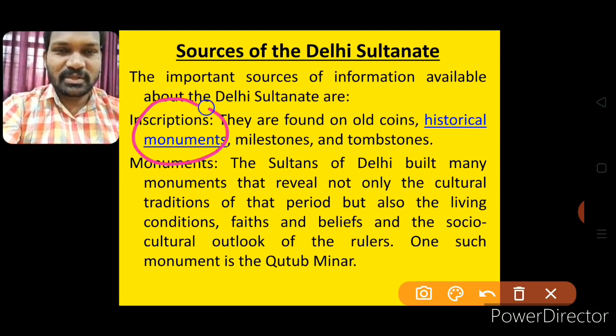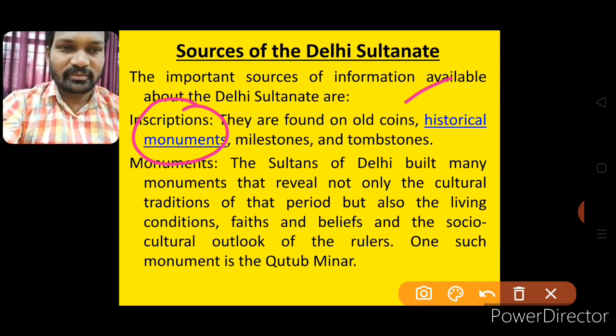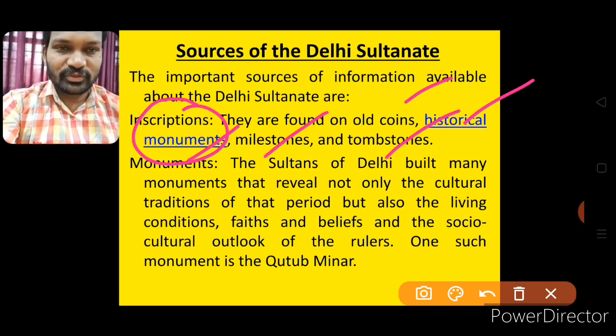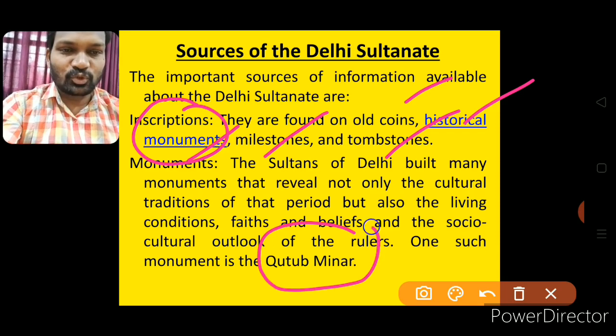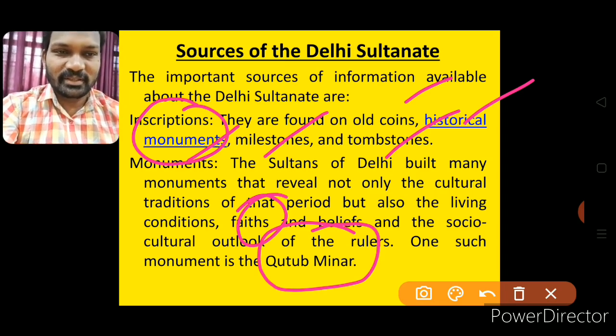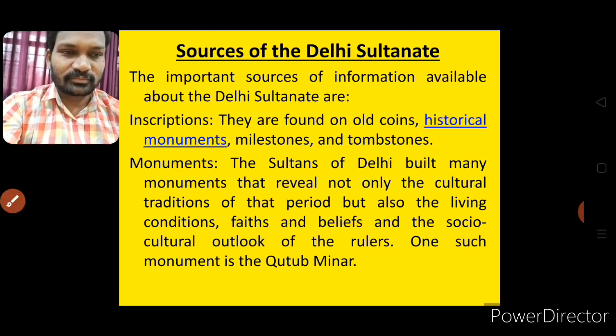First one is inscription, dear students. Inscription means depicted or inscribed on coins, historical monuments, milestones and tombstones. Basically these are the sources where you get to know Delhi was ruled by different sultans. Some of the monuments, like Qutub Minar, are still there. Some mosques, where you can see people praying, churches or temples, cultural monuments are there. So from this we get that Delhi was ruled by different sultans.